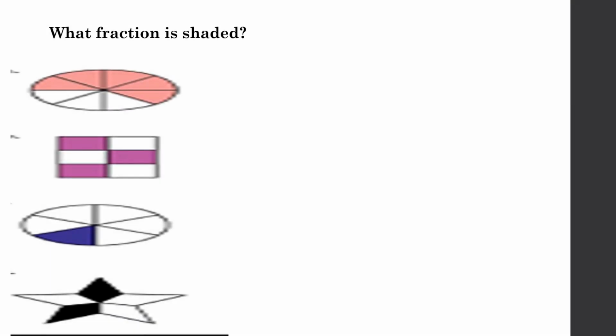Now in this exercise you have to tell what fraction is shaded. Now see the first figure, children. Here total number of parts colored are 5 and total number of parts are 8. So the colored part you have to write on the numerator and total parts you have to write on the denominator. So what fraction will be formed? That is 5/8.